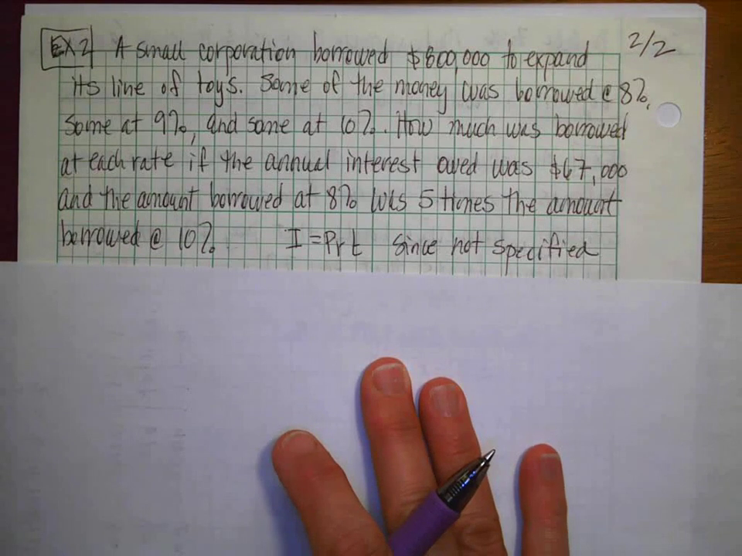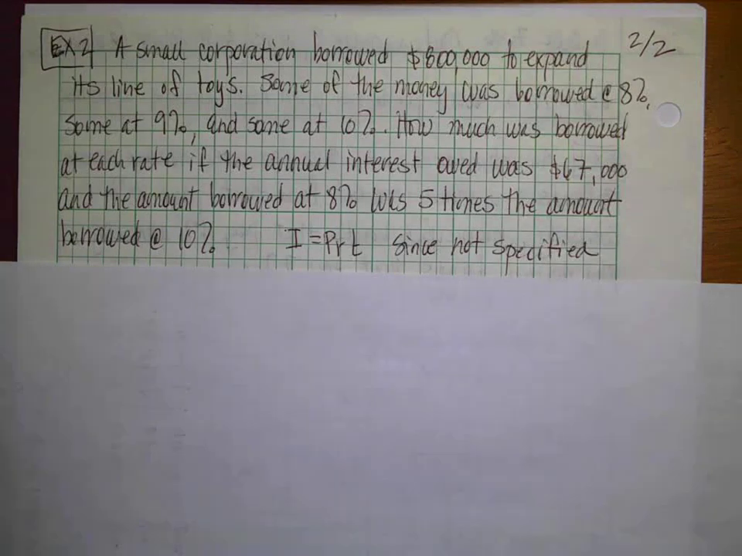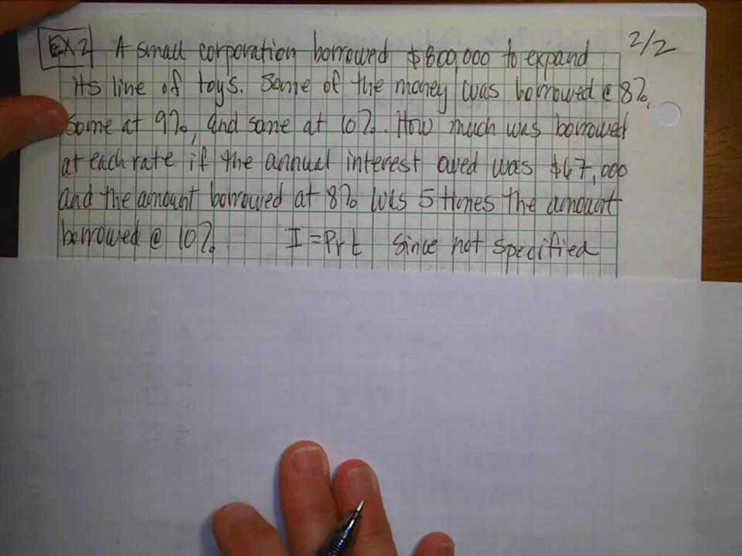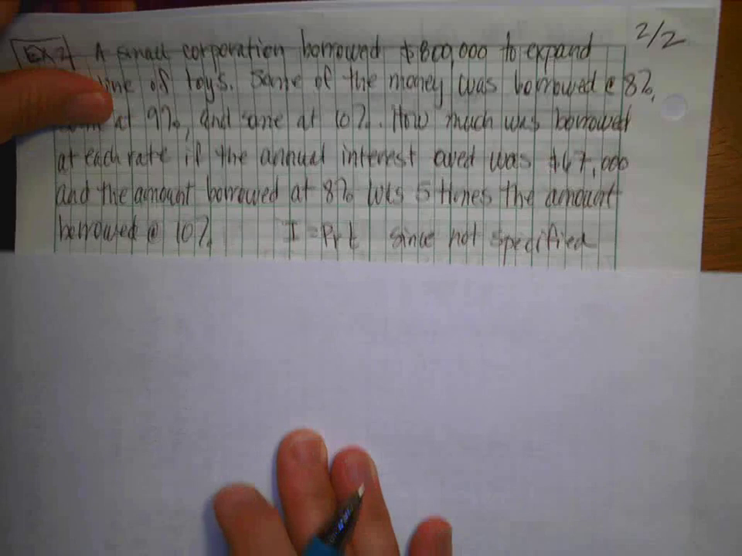The second example says that a small corporation is going to borrow $800,000 to expand its line of toys. Some of the money was borrowed at 8%, some at 9%, some at 10%. How much was borrowed at each rate if the annual interest owed was $67,000 and the amount borrowed at 8% was 5 times the amount borrowed at 10%?